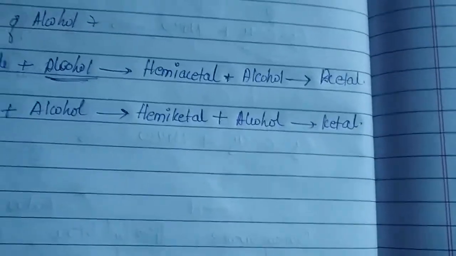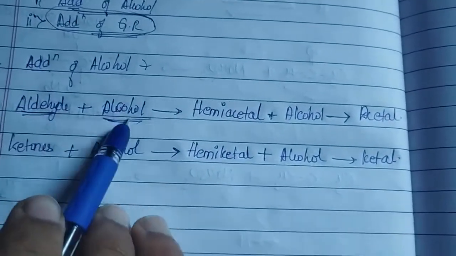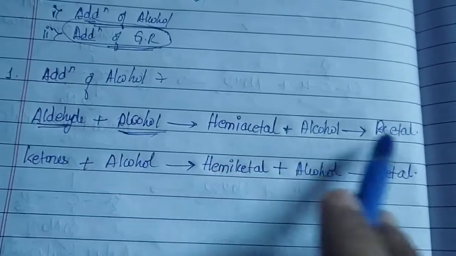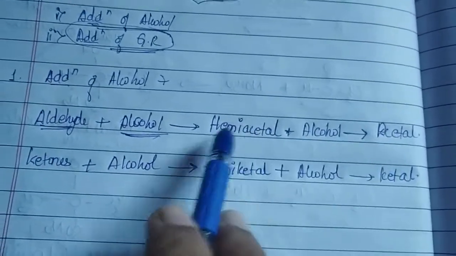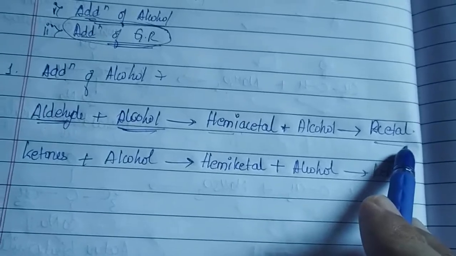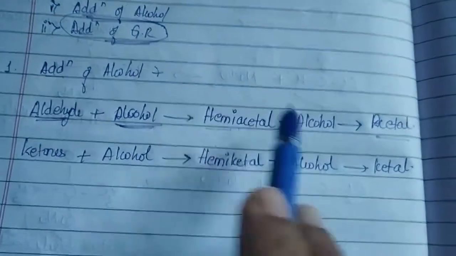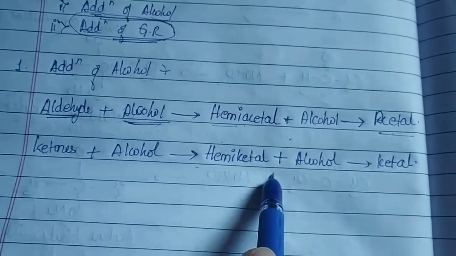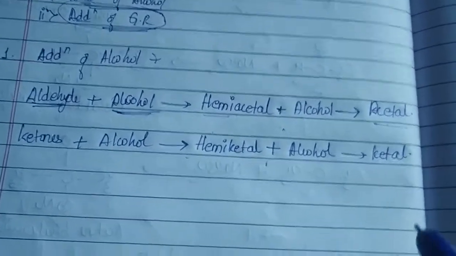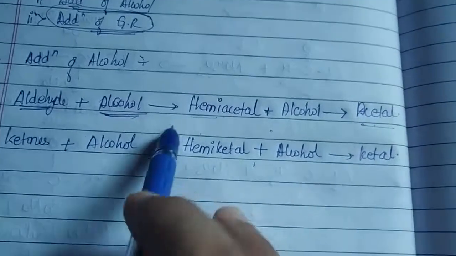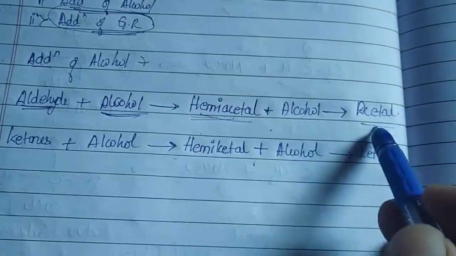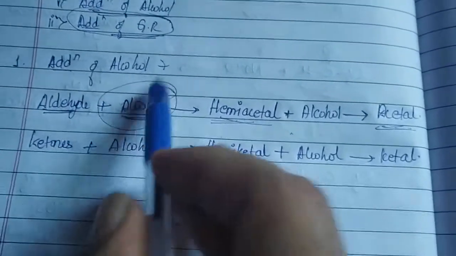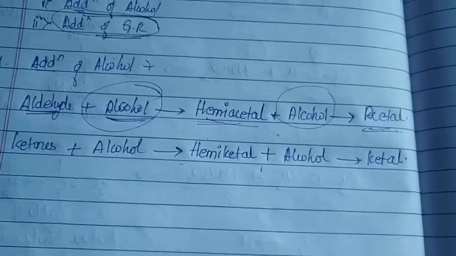Whenever carbonyl compounds are treated with alcohol, you're going to get two important types of product. You can see that one is a hemi product, another is the complete product. For aldehyde, the first product is hemiacetal and the final product is acetal. For ketones, the first product is hemiketal and the final product is ketal. And I also mentioned that whatever product you get depends upon the ratio of alcohol.